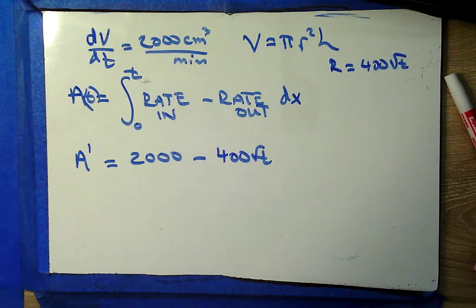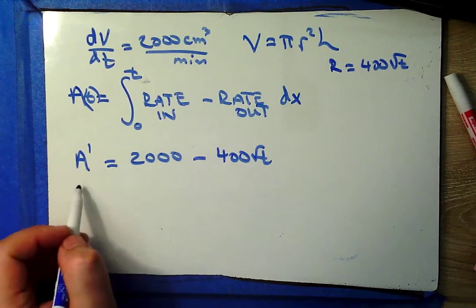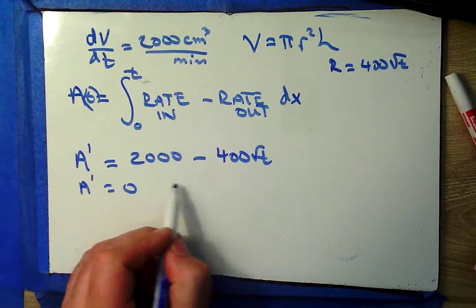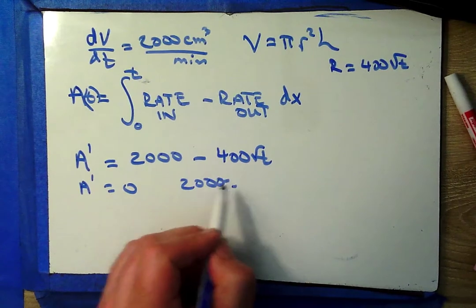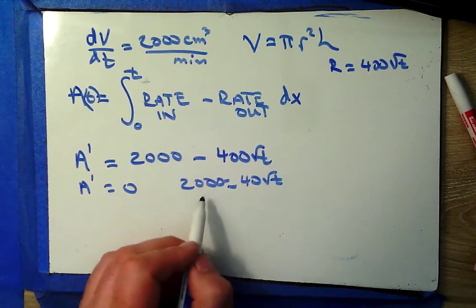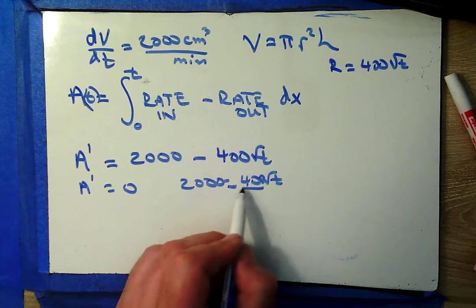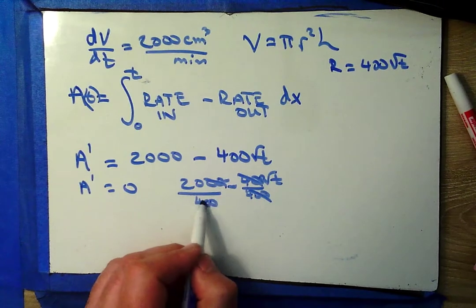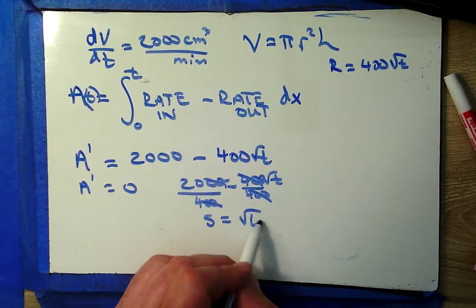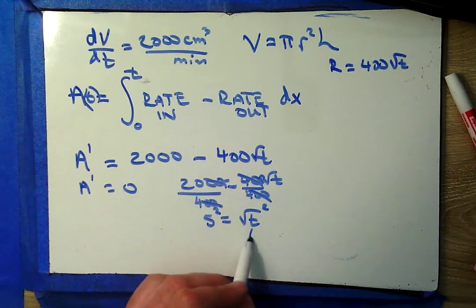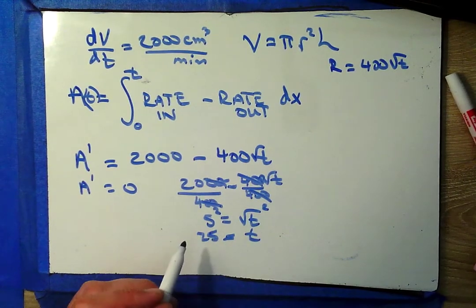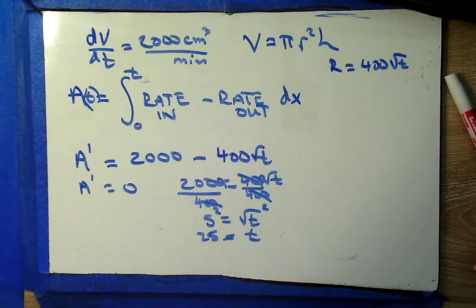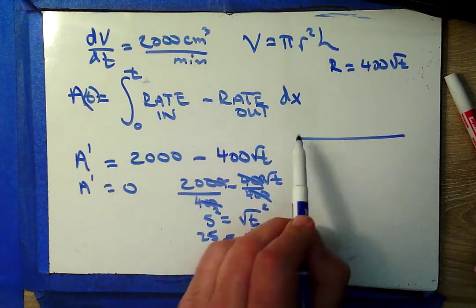Well, I set A prime equal to 0, and that happens when 2000 equals 400 root t. If I divide both sides by 400, I can cancel, and I get 5 equals square root of t. If I square both sides, I get t equals 25. So I think when time equals 25, I have a maximum volume. But they do ask me to justify.